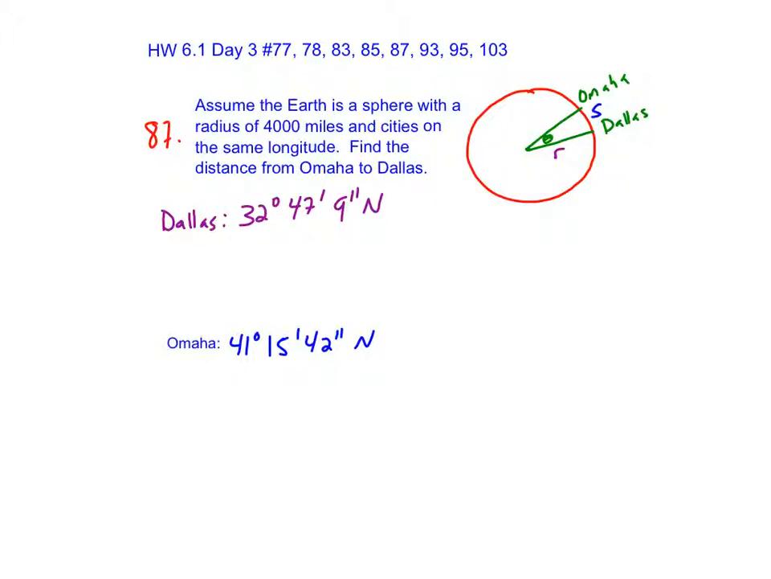So I've made a little sketch. We can see the Earth here. The radius is 4,000 miles. And I've positioned Dallas and Omaha. The difference in their latitudes is going to give us theta. That's the angle that we need to compute the arc length. So the distance between the two cities, S, is going to be equal to r theta. And remember that theta must be expressed in radians.